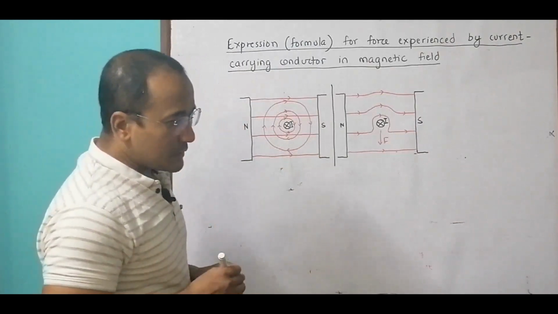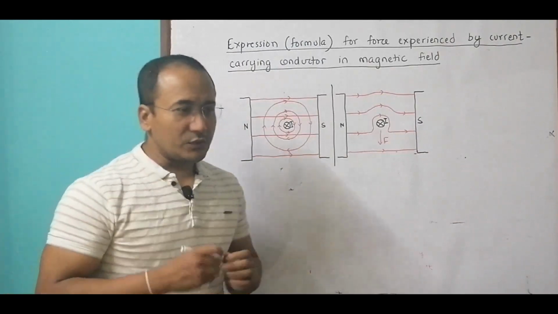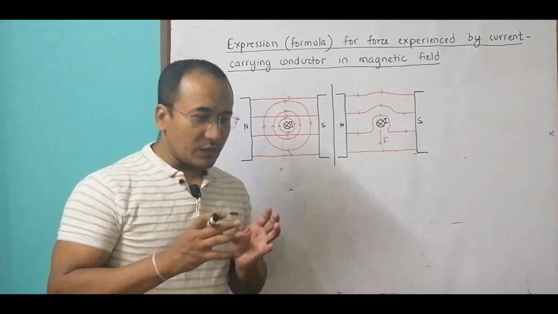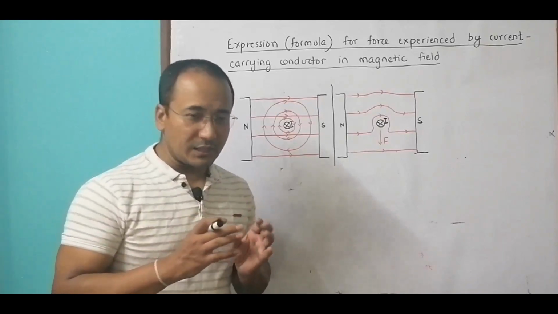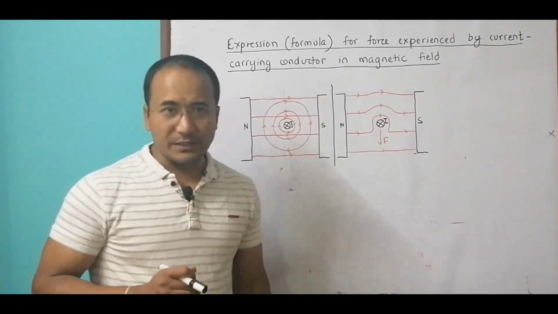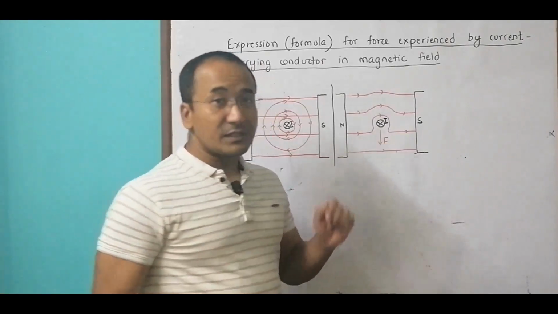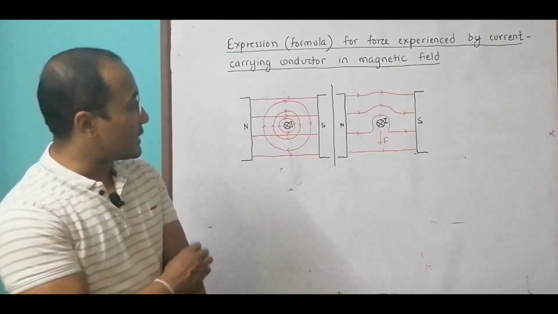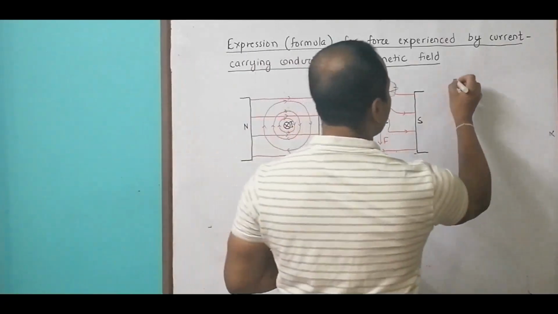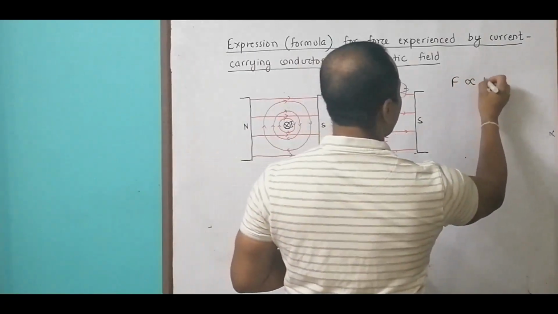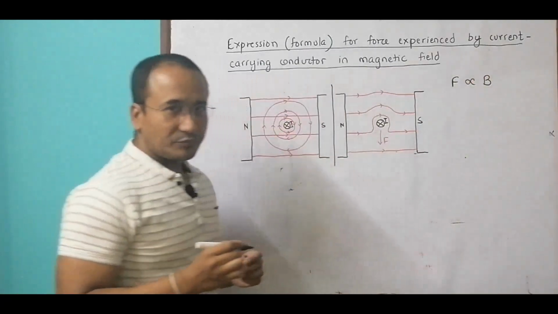So in physics, in most cases, to find the expression we observe experimentally or empirically on what factors it depends. So here also it is the same thing. Now this force depends on several factors. The first factor is that the force depends directly on the magnetic field strength.